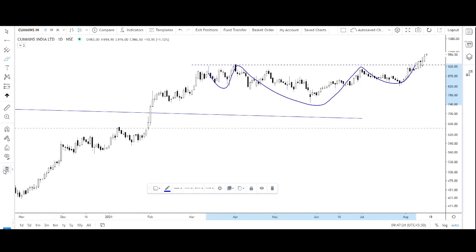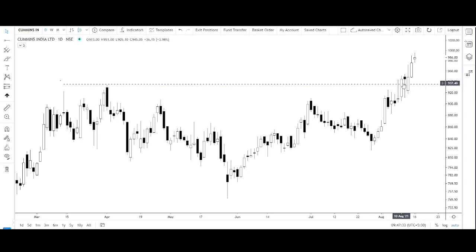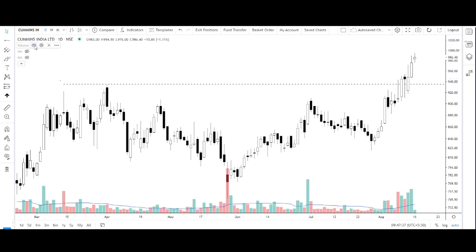So anyways, coming back to our trade of Cummins India, this stock now gave me a nice breakout at this level. So this was the day, 10th August, when the breakout was confirmed. If you look at the volumes of Cummins, the volume is also higher than average. This blue line is the volume moving average. So buying volume is also higher than the average, and the very next day I took entry in this stock.